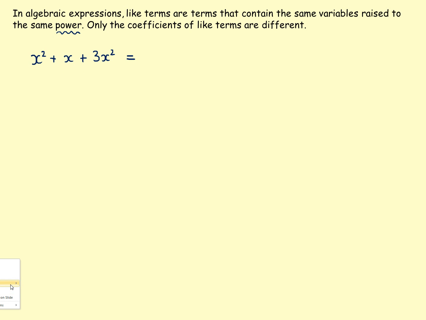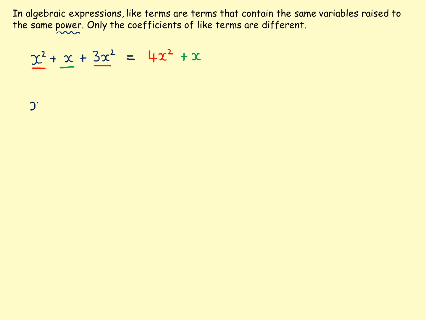So again, identify your different variables to the same power. So we've got an x squared there and an x squared there. So x squared plus 3x squared is going to be 4x squared. We've got one little x on its own, nothing else to combine that with, so it's 4x squared plus x. We can't do anything else with this because these variables are not raised to the same power. Let's have a look at another one like that.